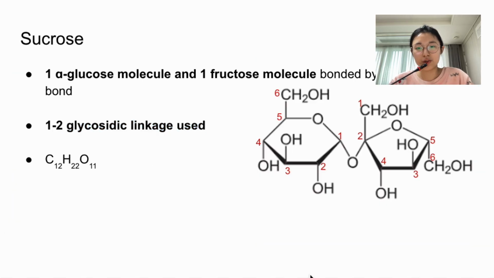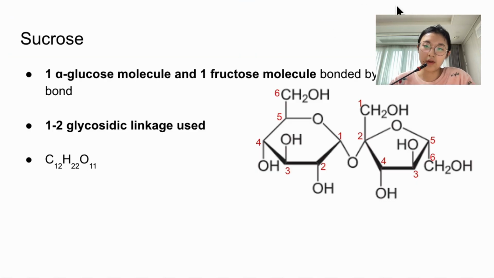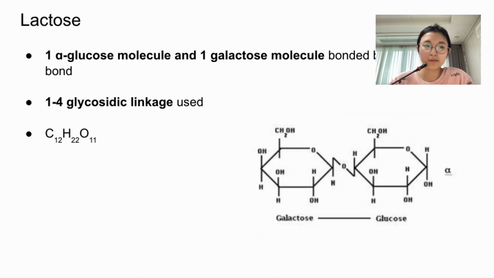And in sucrose, both of the anomeric carbons are involved in the glycosidic bond. This means that there's no free anomeric carbon, and as a result, sucrose is not a reducing sugar. It's a non-reducing sugar. And like maltose, sucrose has the chemical formula of C12H22O11. But despite having the same molecular formula, the chemical properties differ significantly because of the nature of the bonds and the monosaccharides that are involved.